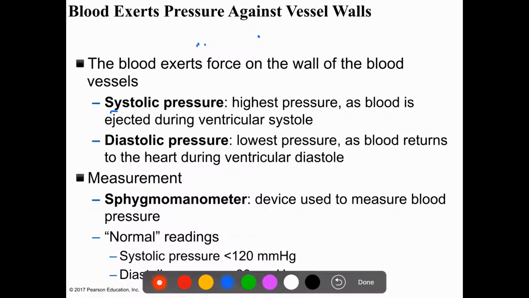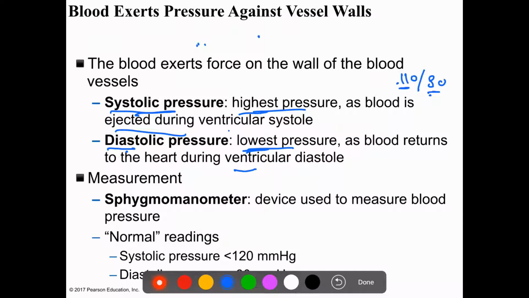So in this case, we have the systolic pressure, which is the highest pressure as the blood is ejected during ventricular systole. And then we have the diastolic pressure, which is the lowest pressure as the blood returns to the heart during ventricular diastole. If you're wondering what the highest and lowest pressure are, when you measure your blood pressure, say for example, it will be like 110 over 80. That is the highest, the systolic pressure, and this is the diastolic pressure.